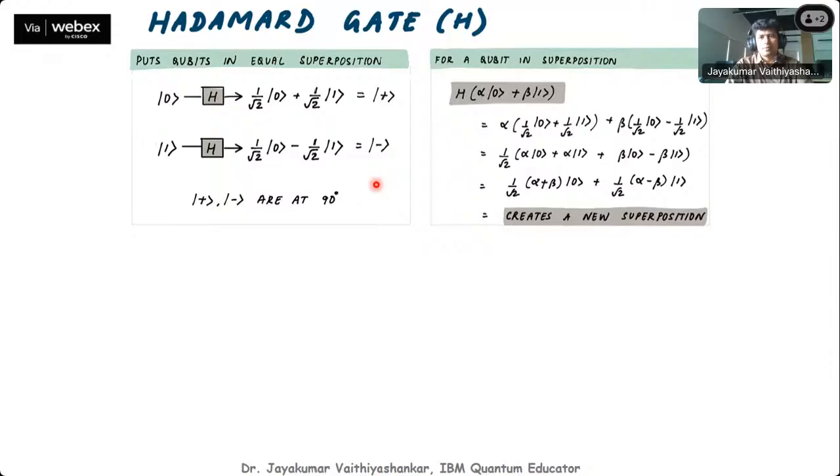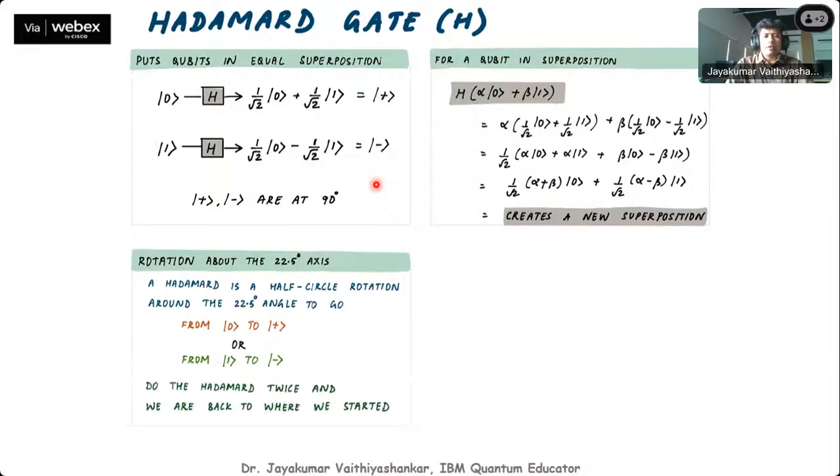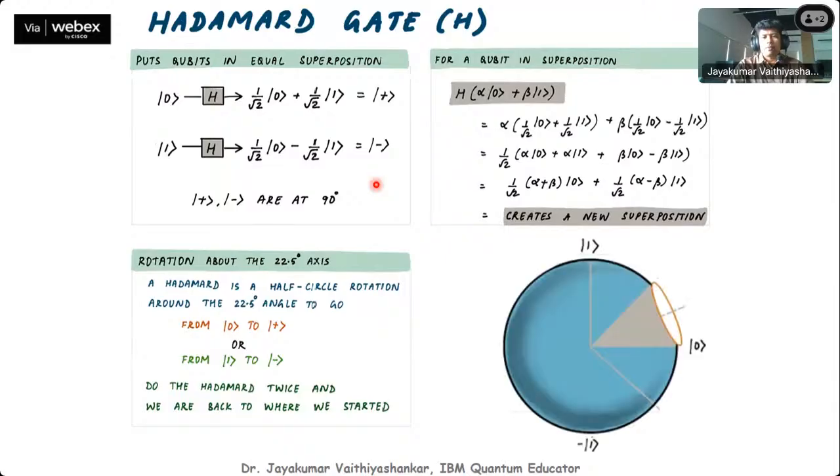Yes, exactly. This will create a 22.5-degree change from 0 to plus or 1 to minus. If you do Hadamard twice, it will go back to the original state. So it moves in between, plus and minus, around state 0.